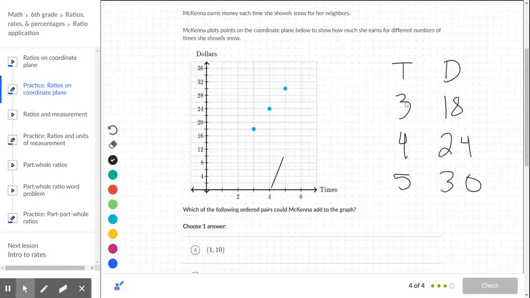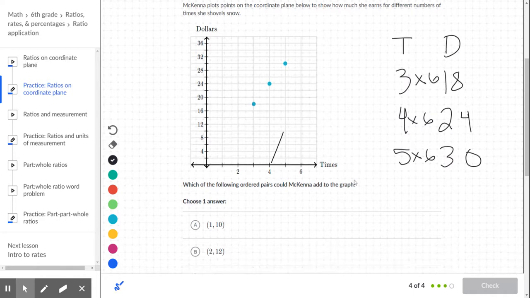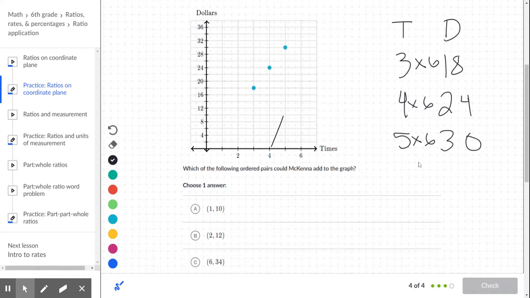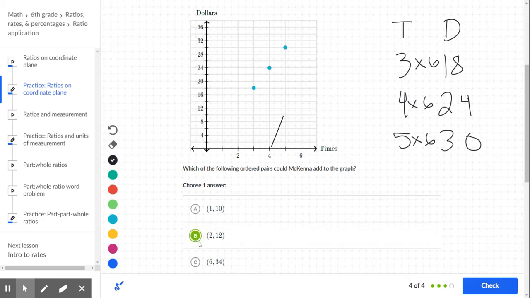As I'm looking here, I notice that I can do 3 times 6 to get 18, 4 times 6 to get 24, and 5 times 6 to get 30. Since they're constantly multiplying by 6, in order to add another point to the graph, I have to multiply by 6 as well. A will not work because 1 times 6 is not 10. B will work because 2 times 6 is 12. C will not work because 6 times 3 is not 34. That is why our answer has to be B.